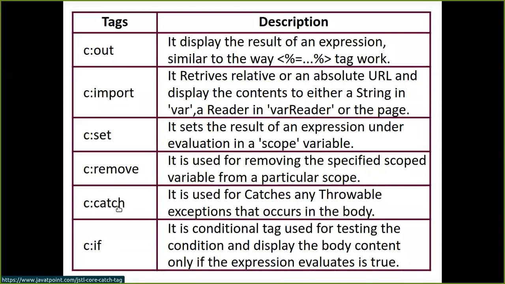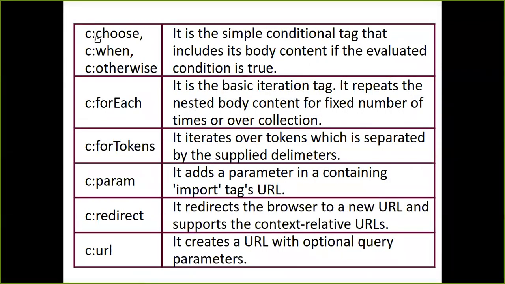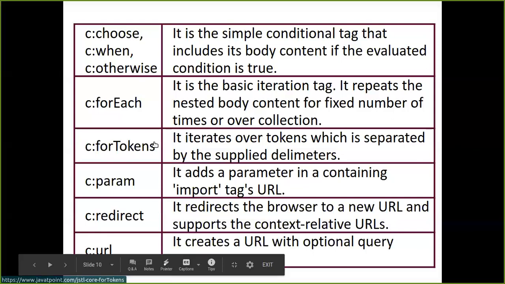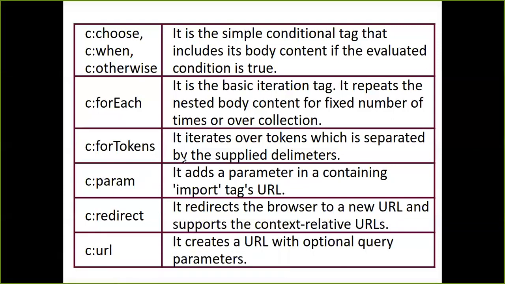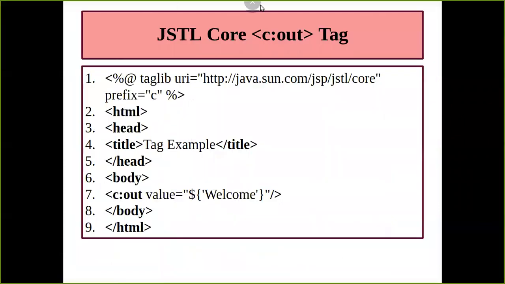You have if, which is again a condition that helps me test whether the condition is getting satisfied or not, and accordingly I'm going to display the body content. You have many other tags like when, otherwise, and forEach, which is mostly meant for arrays, that is a for each loop. These are all there, but we are going to learn only 4 to 5 tags along with examples. I'll start one by one. First is the c out tag.